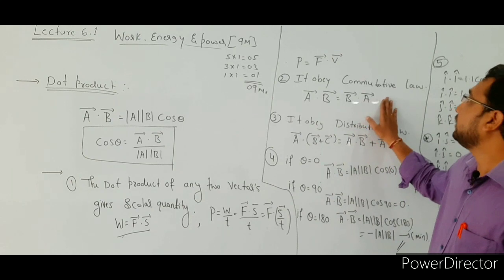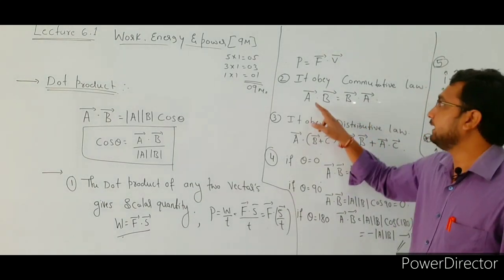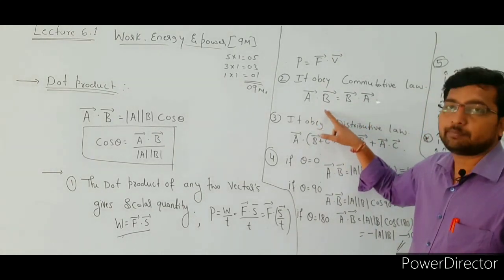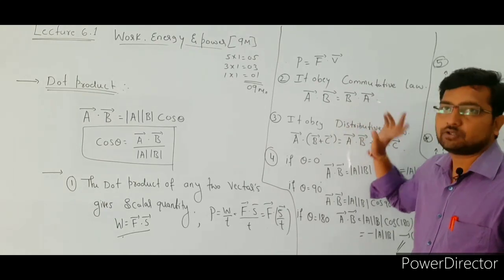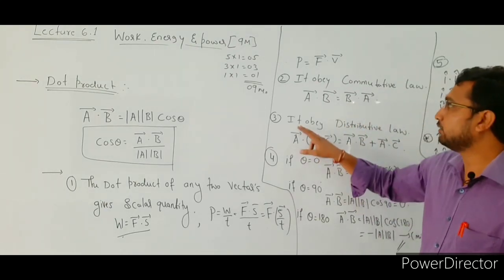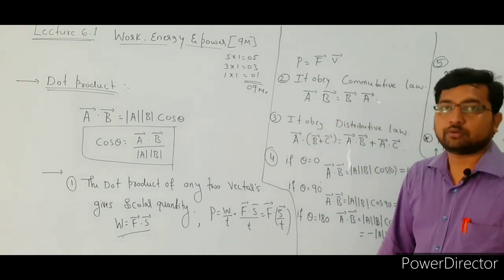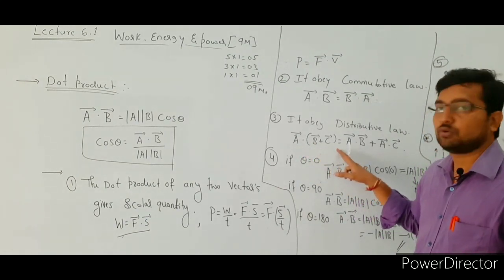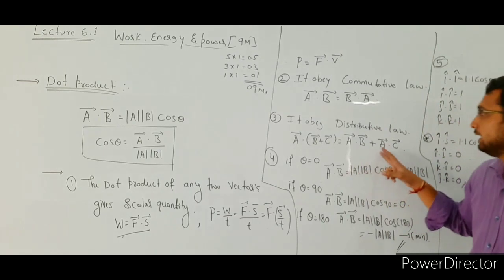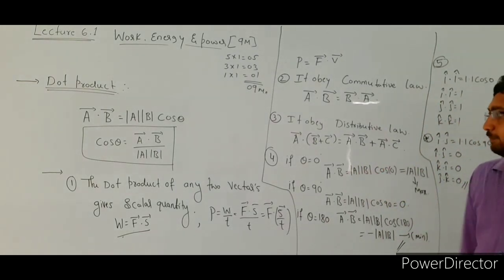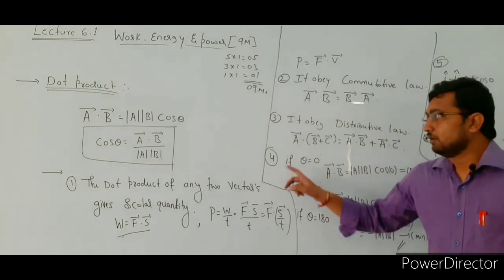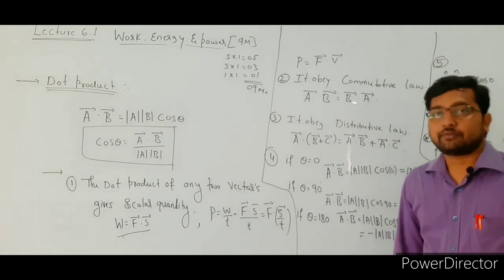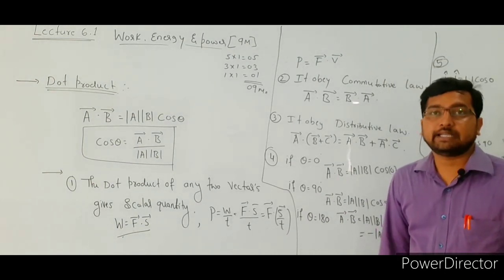The next one, it obeys the commutative law, that is, a vector dot b vector is equal to b vector dot a vector. And next one, it obeys the distributive law: a vector dot (b plus c) is equal to a vector dot b vector plus a vector dot c vector. So after that, fourth point, the dot product of any two vectors depends on the theta value.